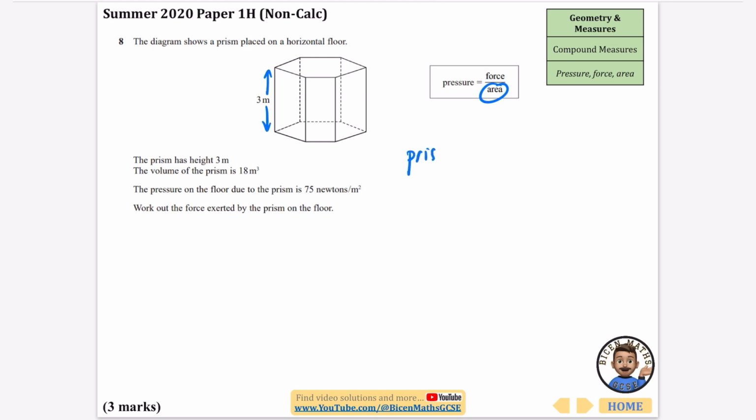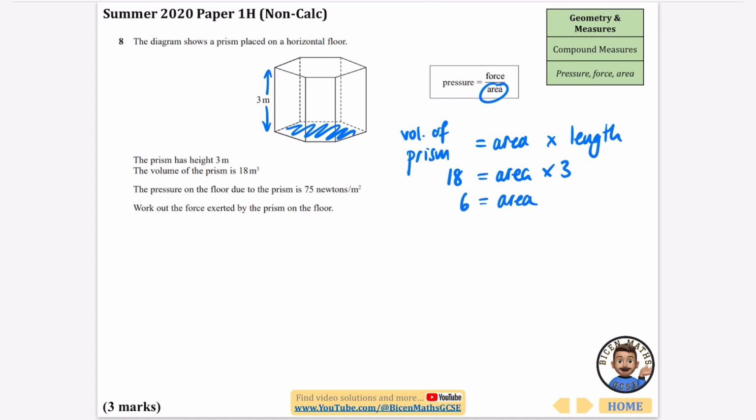Now for a prism, the volume of a prism is equal to the area of the cross section multiplied by the length, and in this case the area of the cross section is the bit that's on the bottom here, and the length that we're talking about is the height of it, which is 3. So the volume is 18, the area is what we're going to find out, so I'm going to divide both sides by 3, so that must mean that the area is equal to 6. So if I'm going to try and use this formula where pressure equals force over area, I can just substitute in my values.